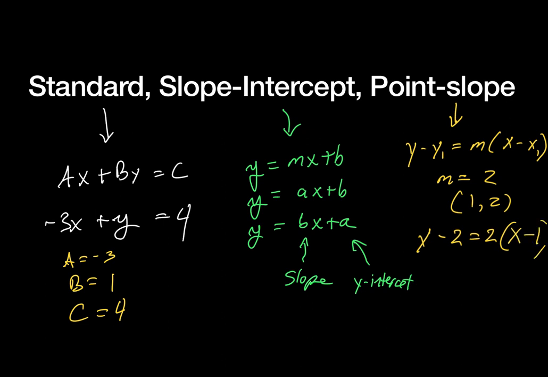And then I would be done at that point because that is in point-slope form. I could obviously take this and distribute the 2. I'll go ahead and do that quick, just so I can put it into slope-intercept form. So y minus 2 equals 2x minus 2. Make sure when you're distributing that you distribute to both the terms inside the parentheses.